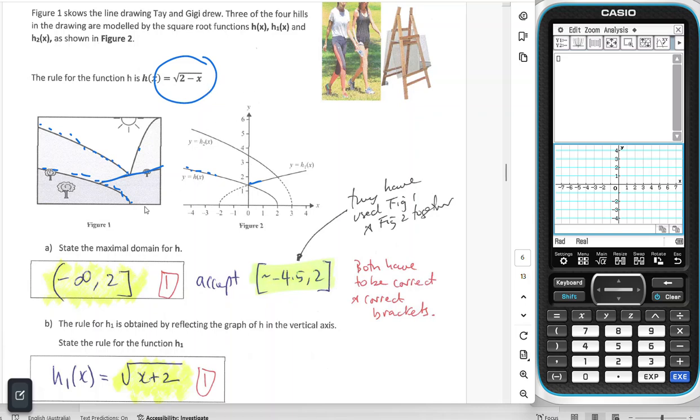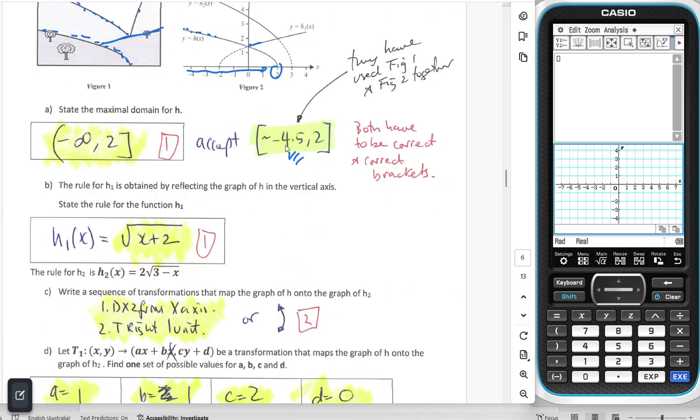Well, since we have a square root and the square root starts, or ends, at 2, then the domain's going to be minus infinity to 2. If you thought there was a boundary and this graph finished here, I'd accept minus 5.5 through to 2, or whichever number similar to that.